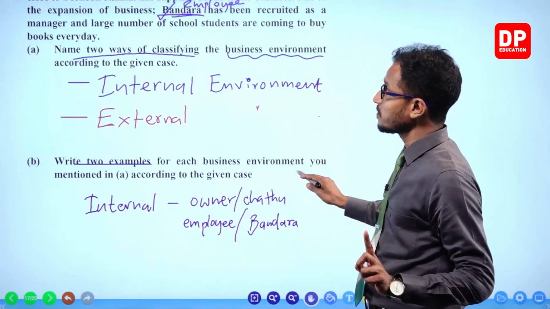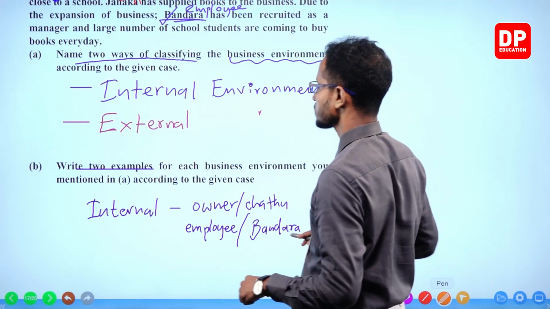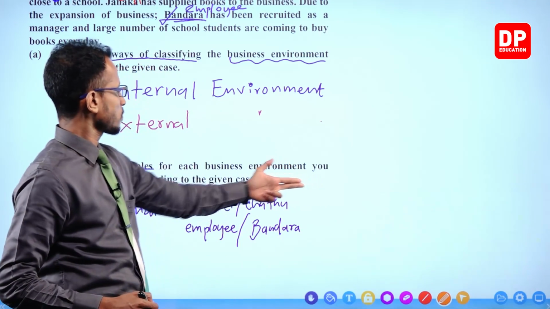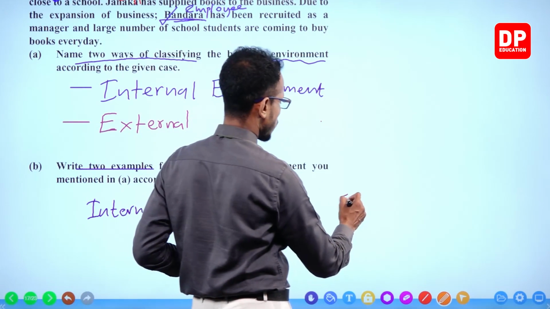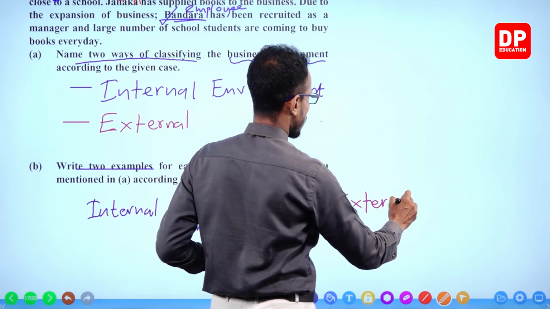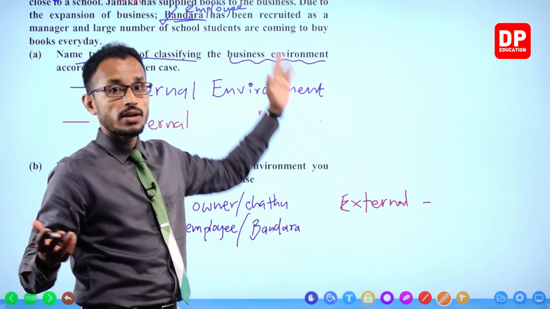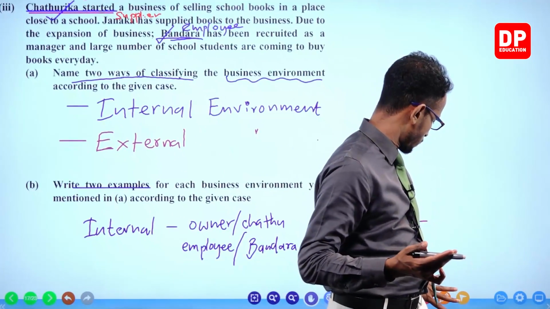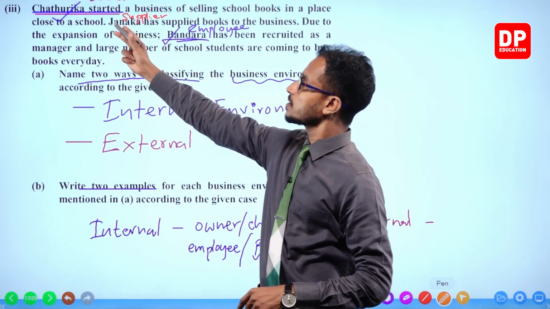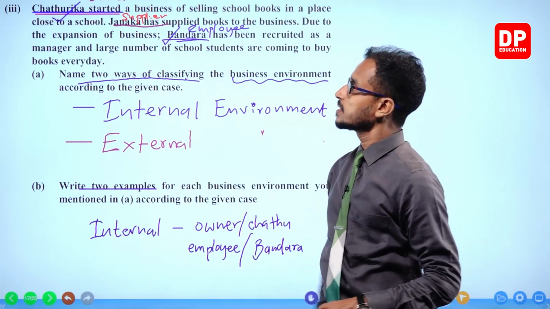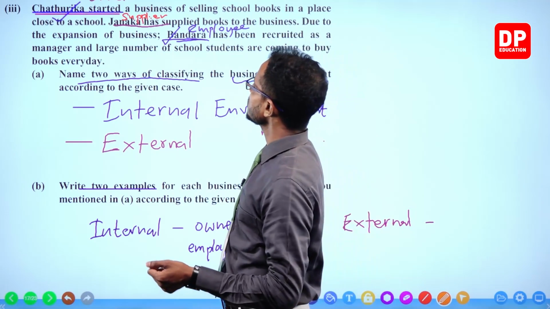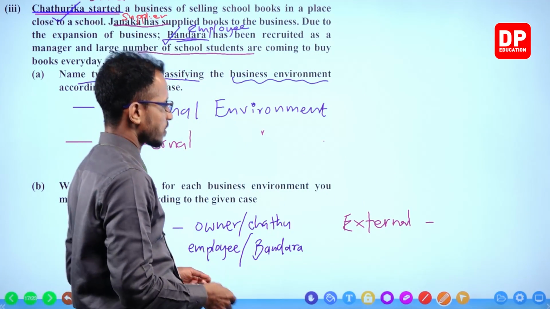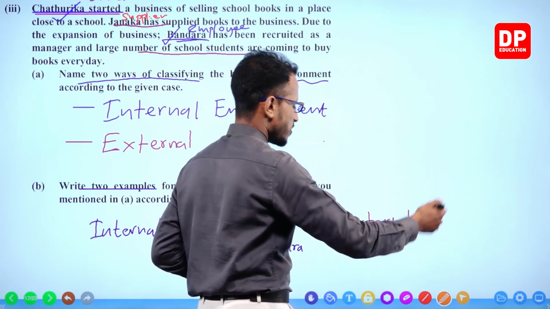Examples for internal environment. Now external. Let's write external on this side. For external also, I have marked one example. See, where is it? Here. Supplier Janaka. He is an external environmental factor. School students. They are in the external environment.